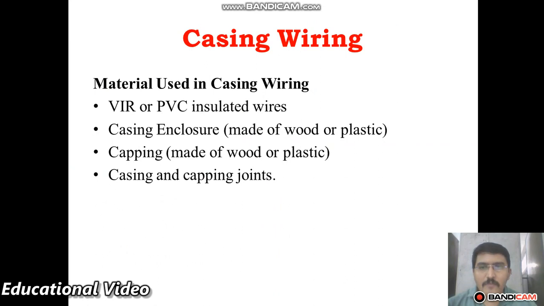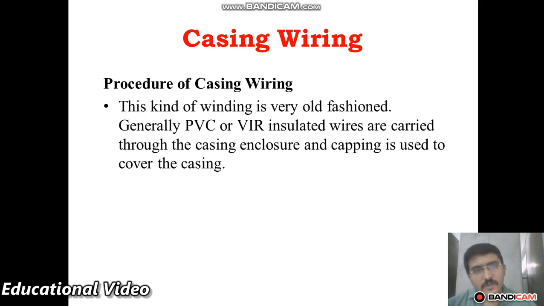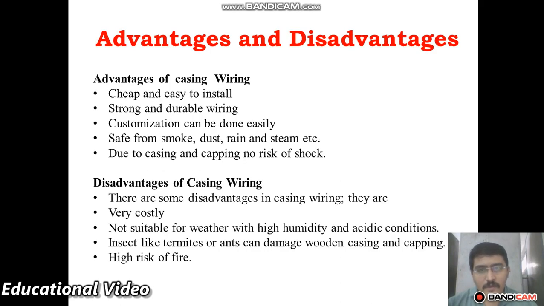In casing capping we may use VIR or PVC wires. Enclosure is there. Casing capping joints are there. The procedure is the same. The advantages and disadvantages of casing capping: it is cheap and easy to install, strong and durable, and customization can be done. But there are some disadvantages: it is very costly, not suitable for weather, and there is a high risk of fire.